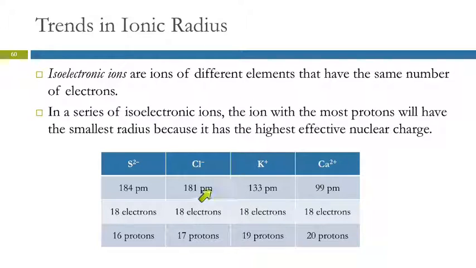As we go to fewer protons, the radius gets larger because it's a force of attraction between plus 16 or plus 20, and 20 is more attractive. So this gets pulled in, it's smaller. Any questions?